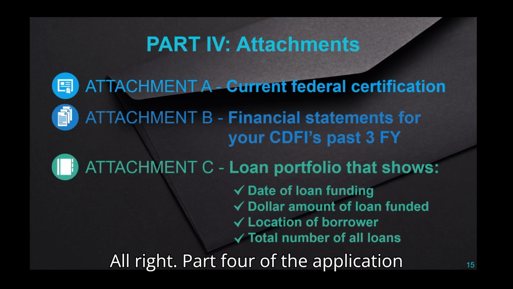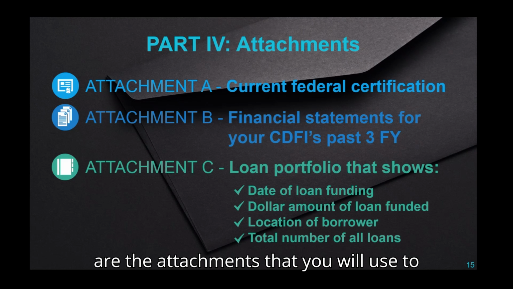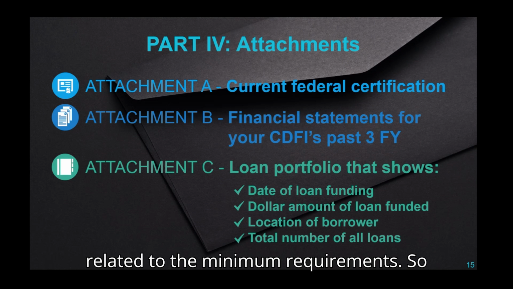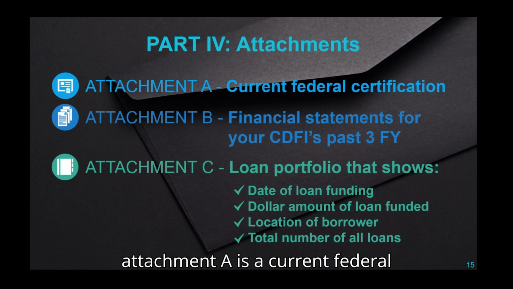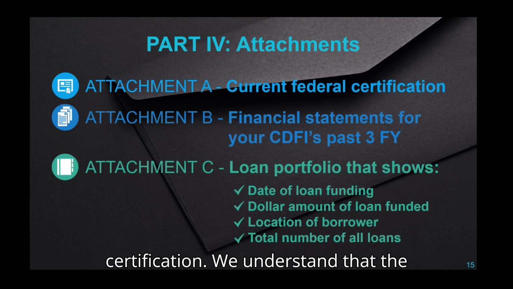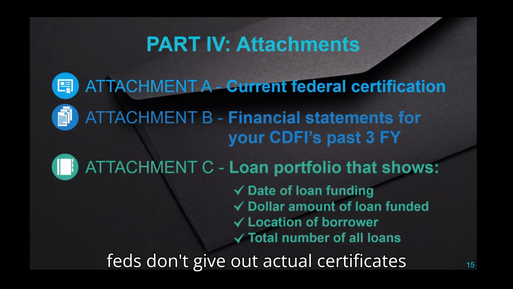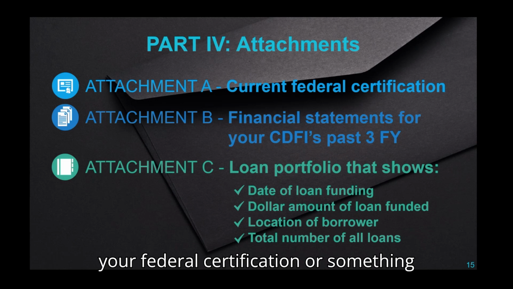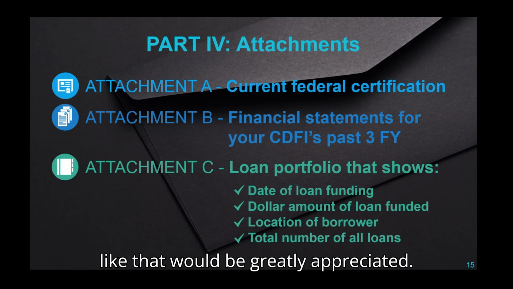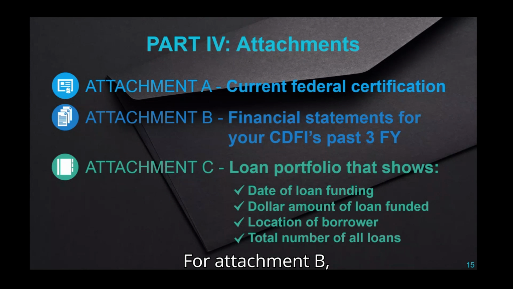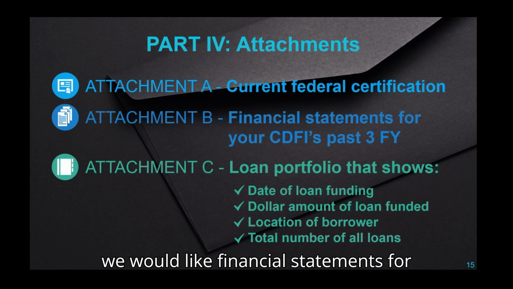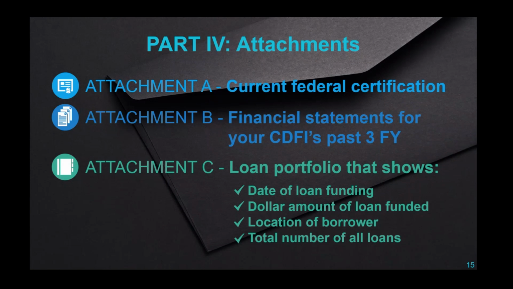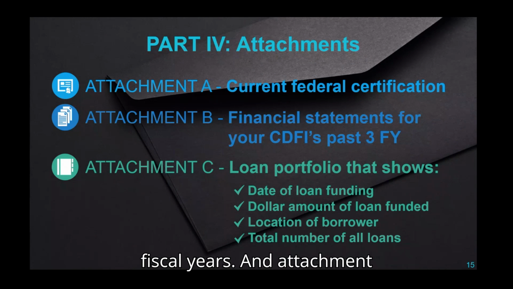All right, part 4 of the application are the attachments that you will use to verify the information related to the minimum requirements. So attachment A is a current federal certification. We understand that the feds don't give out actual certificates to show you are certified, but any sort of document showing the renewal of your federal certification or something like that would be greatly appreciated. For attachment B, we would like financial statements for your CDFI's past 3 fiscal years. So something, again, verifying your financial status over the past 3 fiscal years.